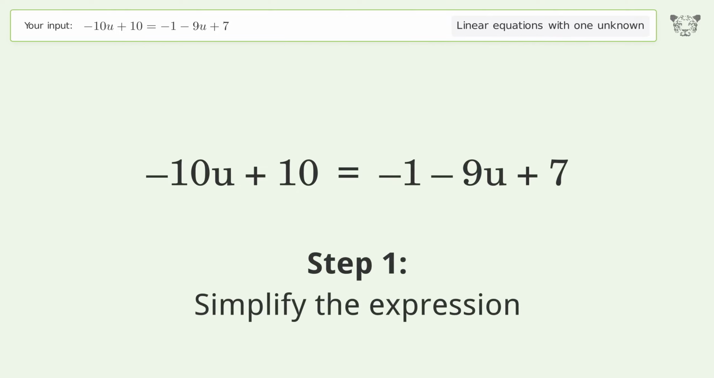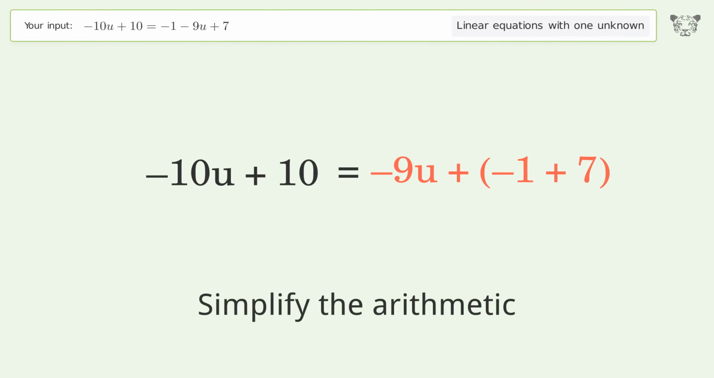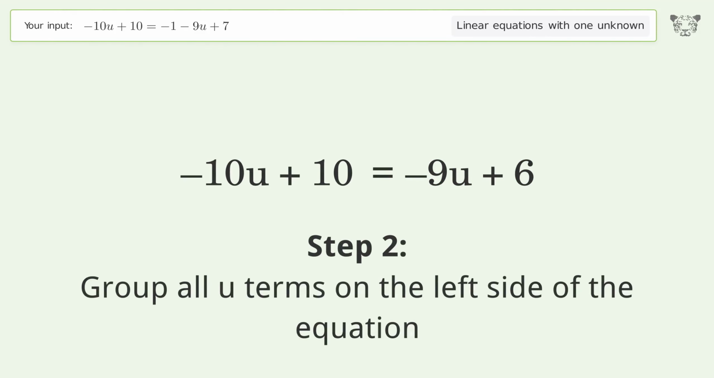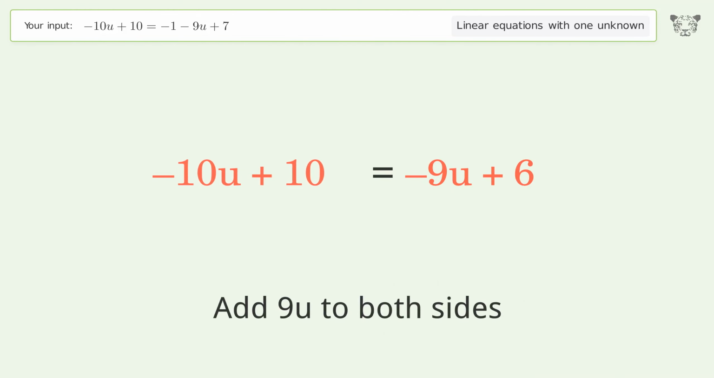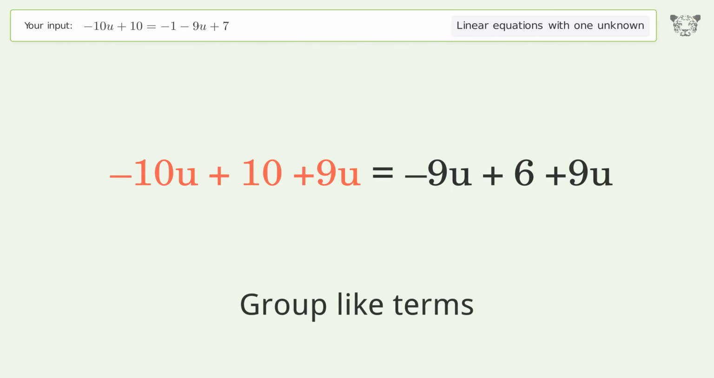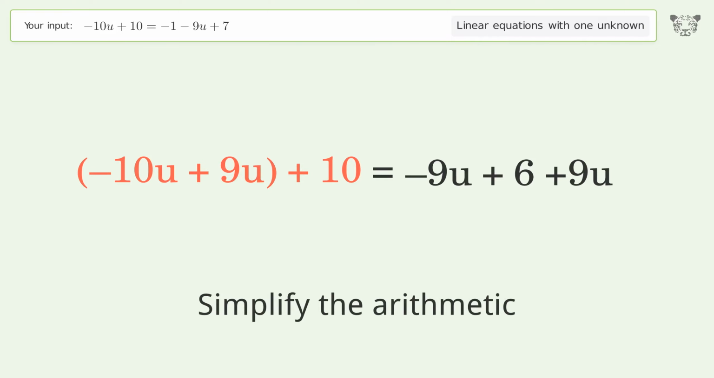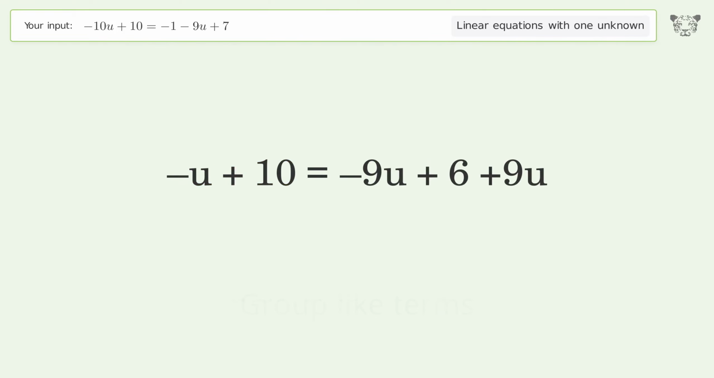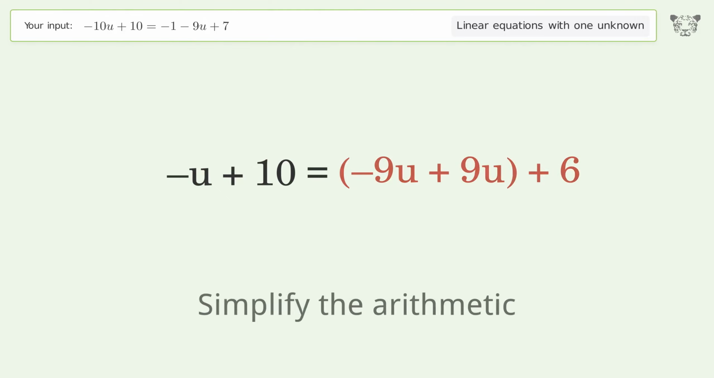Simplify the expression. Group like terms. Simplify the arithmetic. Group all u terms on the left side of the equation. Add 9u to both sides. Group like terms. Simplify the arithmetic. Group like terms. Simplify the arithmetic.